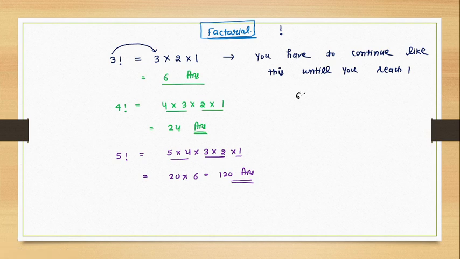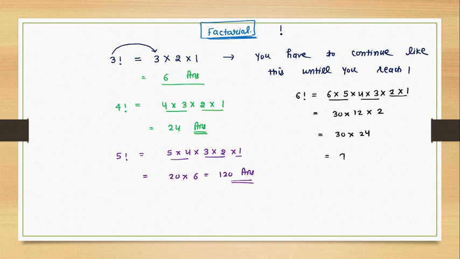In the same way, we can find the value of 6 factorial. So what is 6 factorial? 6 into 5 into 4 into 3 into 2 into 1. 6 5s are 30, 3 4s are 12 and 2 1s are 2. So 30 into 24, 24 3s are 72. It means 6 factorial is equal to 720.